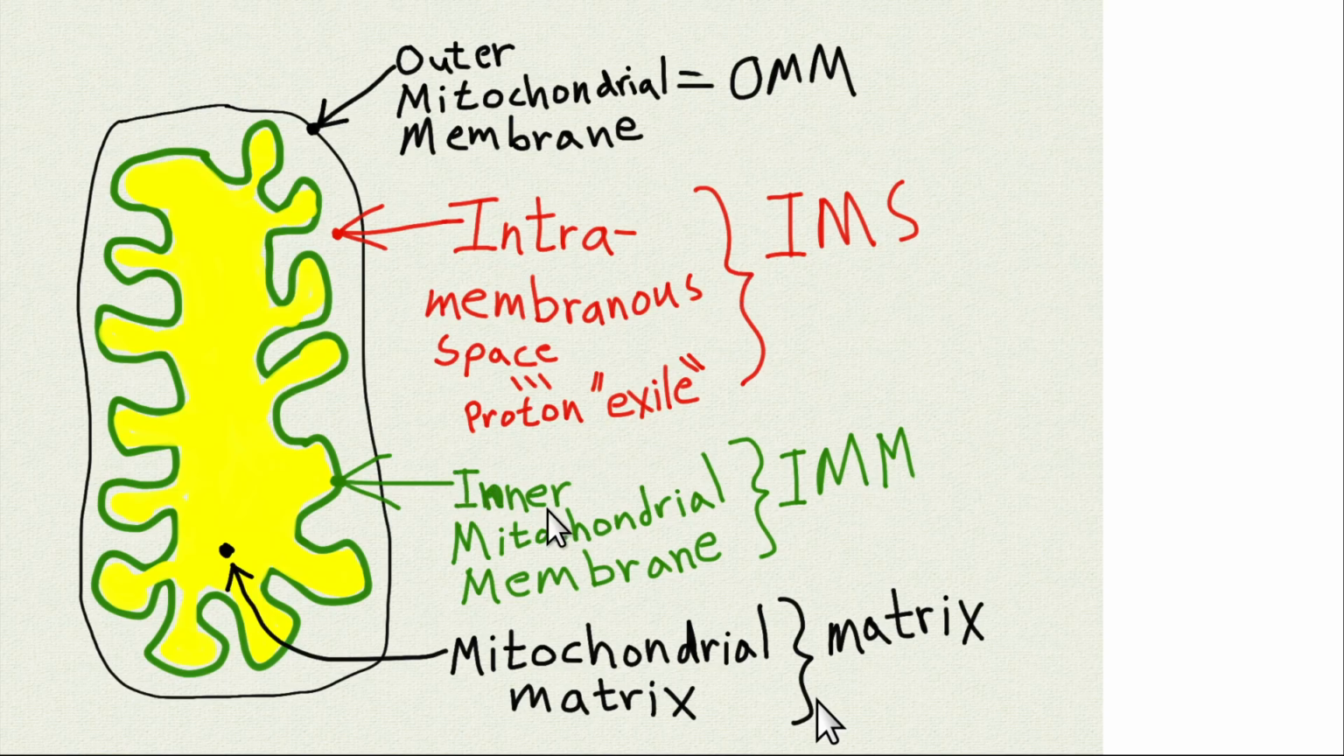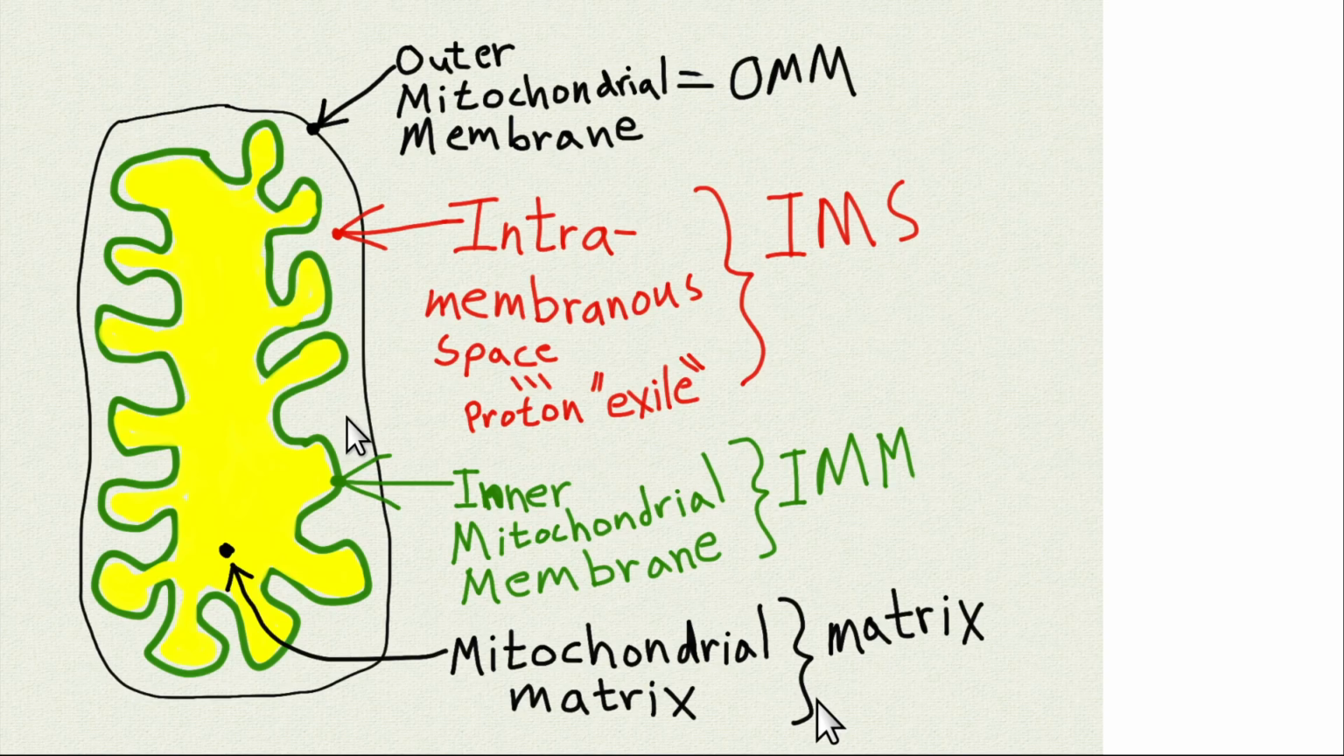It has an inner mitochondrial membrane, typically abbreviated IMM. There's a space between these two membranes called the intermembrane space, typically abbreviated IMS. The center of the mitochondrion is called the matrix, or the mitochondrial matrix. Krebs cycle happens in the matrix. Electron transport happens along the inner mitochondrial membrane.